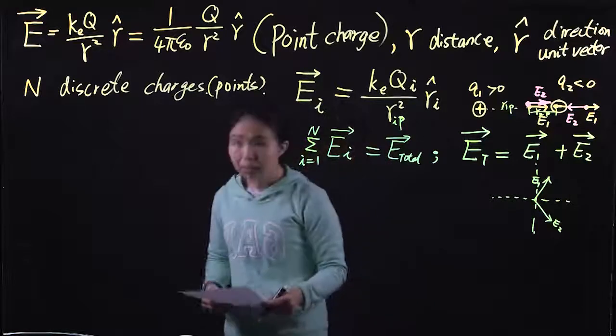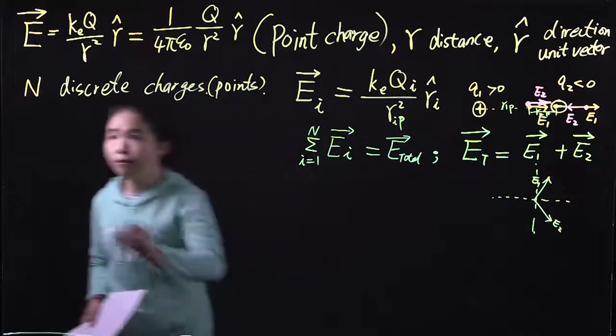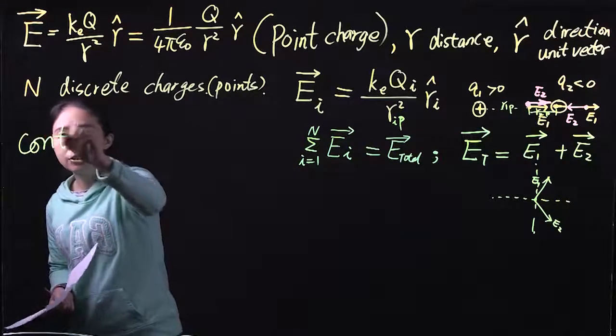So next, this is when you have n discrete charges. What happens if you have a continuous charge?